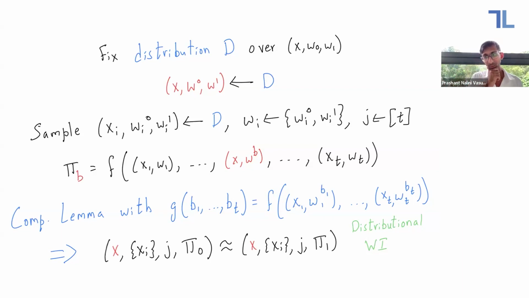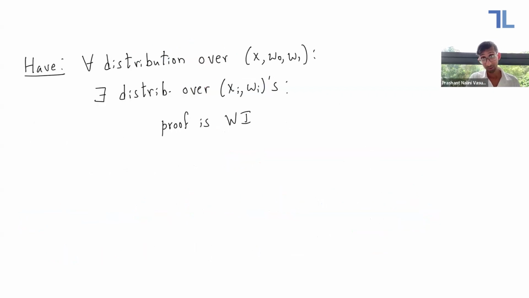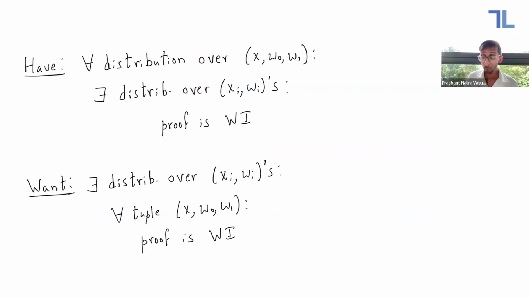Right? And to summarize, this is what we have so far, right? What we have said so far is for any distribution over instance and witness pairs, there is some distribution over the xi's and wi's that I just described, for which the proof is witness indistinguishable on average. Right? On average, the proof is witness indistinguishable. This is what I have. But remember, what I want is proper witness indistinguishability, right? And that says that for every input and witness pair, I need to have witness indistinguishability.